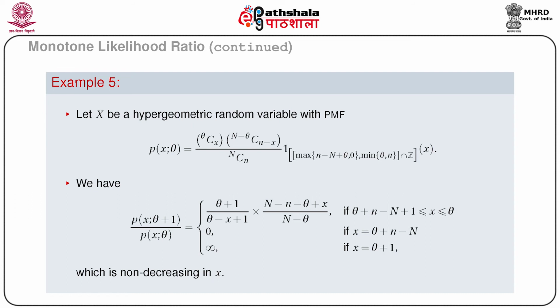Here p_X(theta plus 1) by p_X(theta) is equal to (theta plus 1) times (capital N minus small n minus theta plus x) whole divided by (theta minus x plus 1) times (capital N minus theta), which is equal to 0 if x equals theta plus small n minus capital N, and this is equal to infinity if x equals theta plus 1. This ratio is non-decreasing in x.